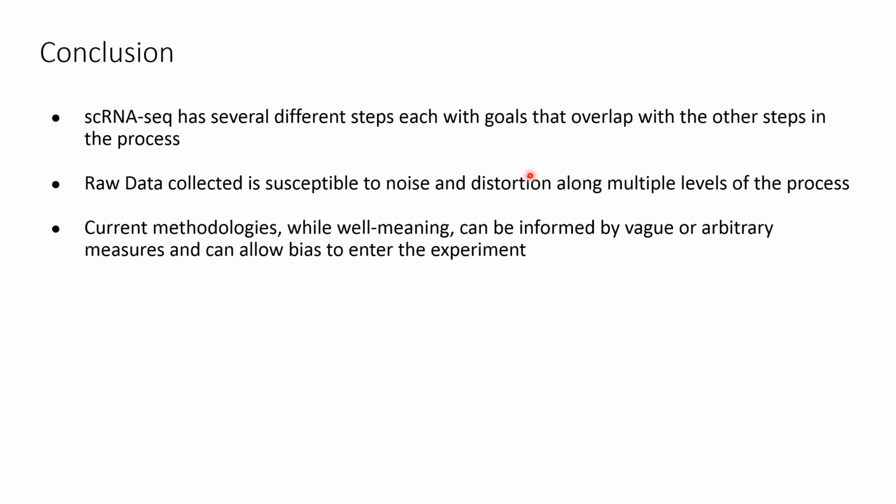So in conclusion, the analysis of single-cell RNA sequencing data is very involved. There are several different steps, and the goals overlap with the other steps in the process, and how all of this comes together to affect the results is not super well understood. We know that the raw data collected is susceptible to noise and distortion at multiple levels of the process, first in the data acquisition, but also in the dimensionality reduction when we try to correct for this noise. We want to avoid overcorrecting as much as we can.